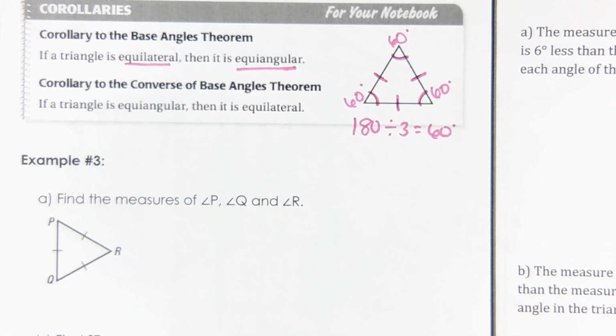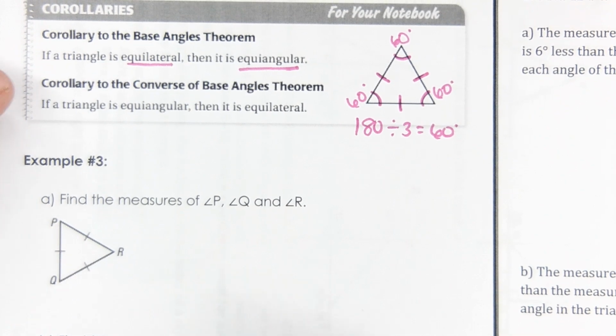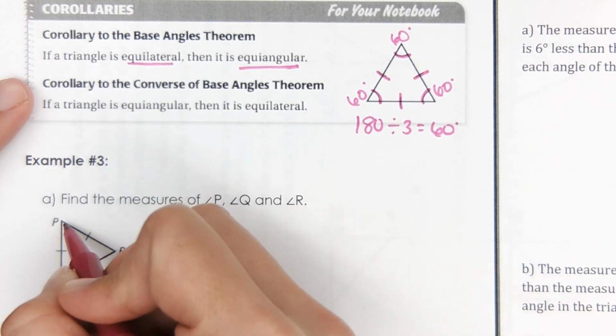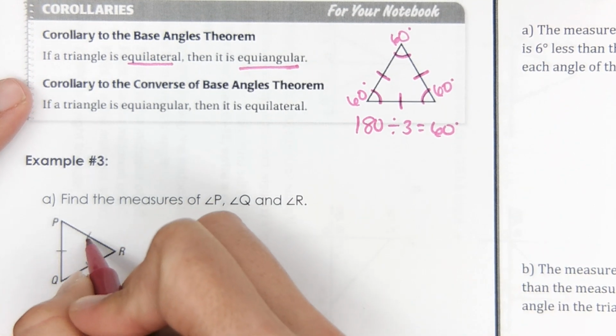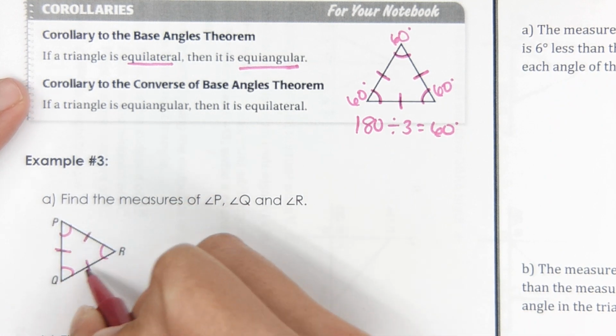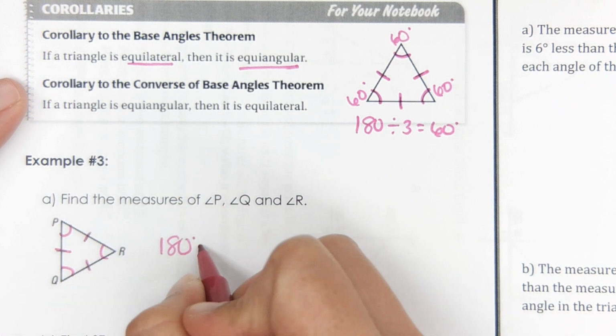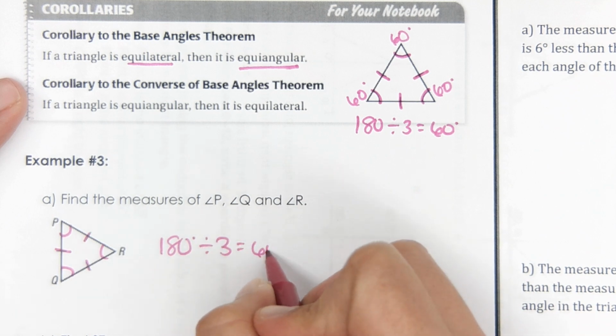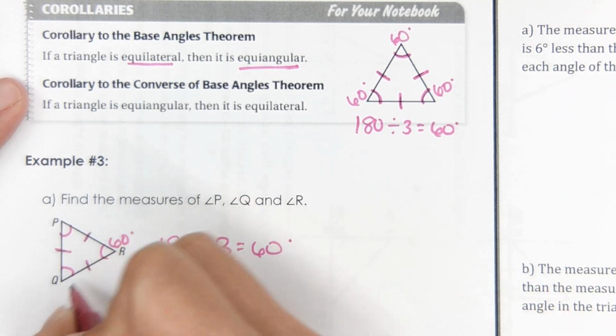Okay, so the first example here, find the measures of angles P, Q, and R. It shows all the sides are the same, so therefore all the angles are going to be the same. Then to find each angle, 180 degrees divided by 3, divide it evenly, 60 degrees for each angle.